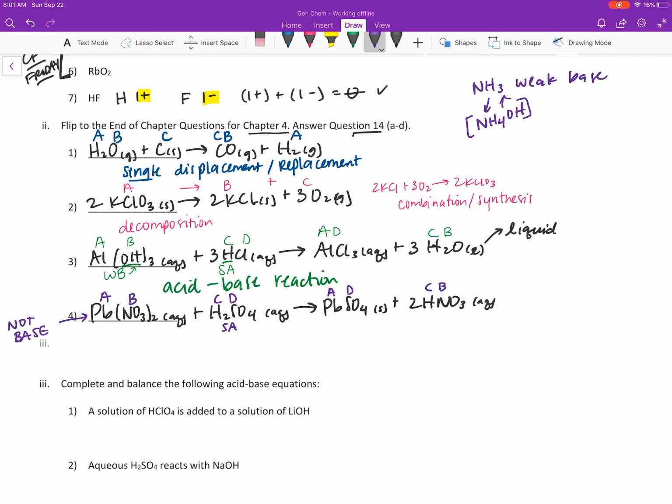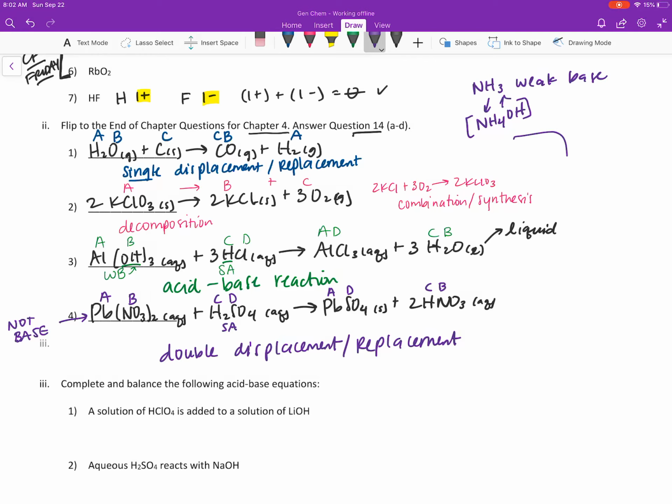So I know that this is not acid-base, but I can see the trend of A plus B, AB plus CD making ADCB. And so this is a double displacement or replacement reaction. Okay.